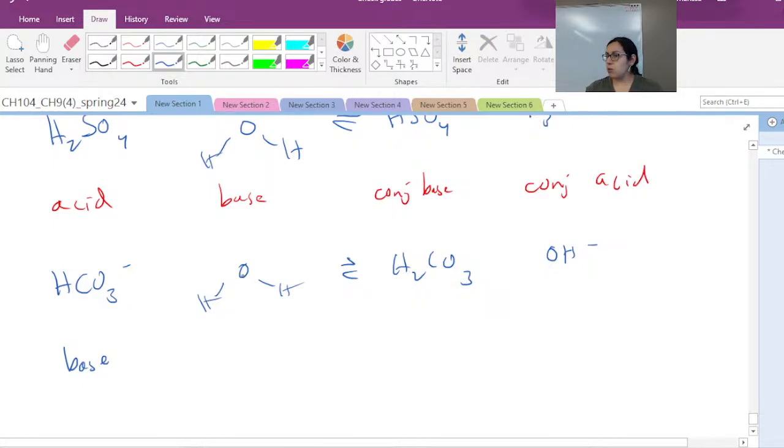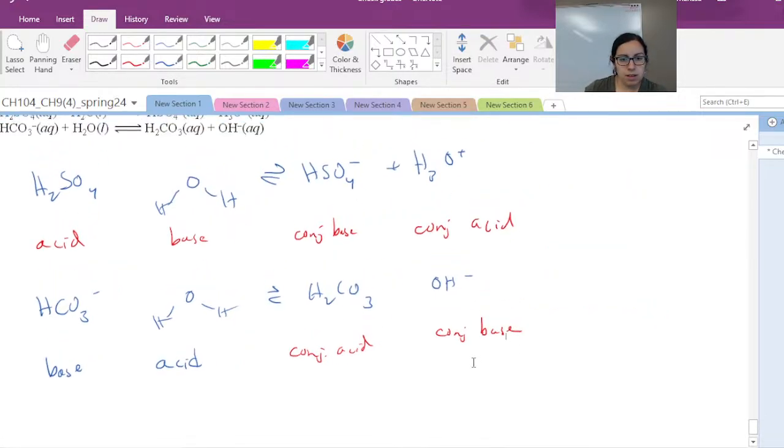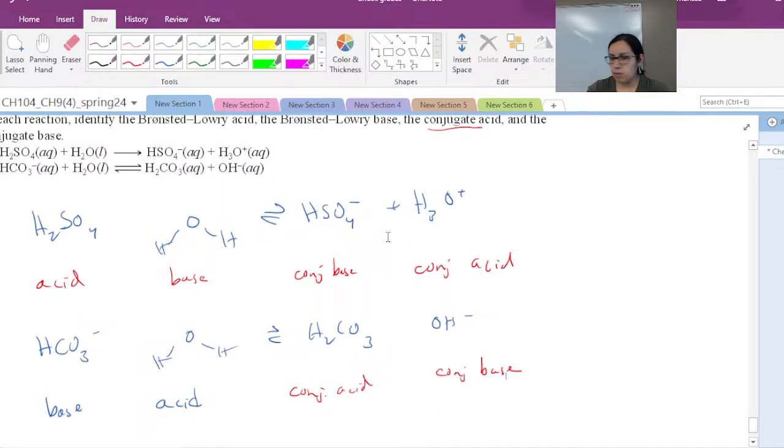And so if this is a base, what's water then? Acid, I think I heard some acid whispers. And then that leaves H2CO3 as what then? So our conjugate acid, and then our hydroxide, so conjugate base. Any questions about those?